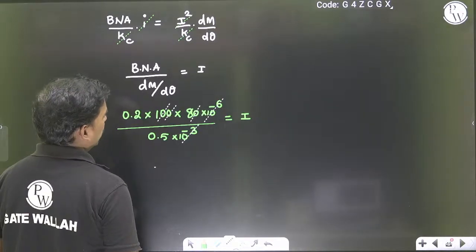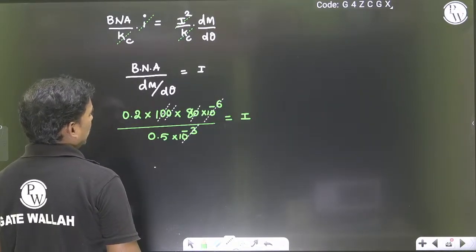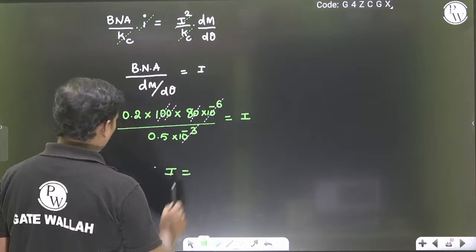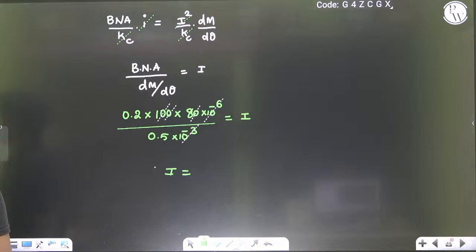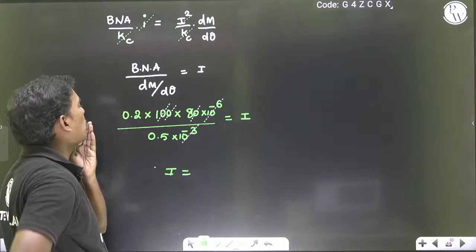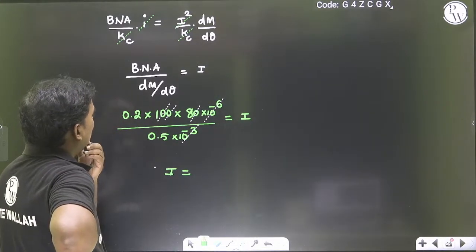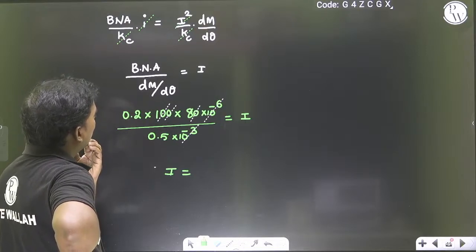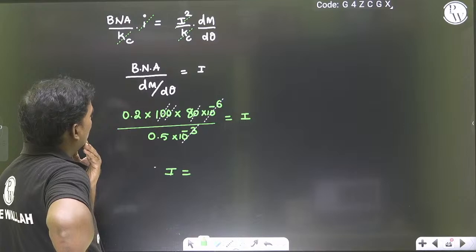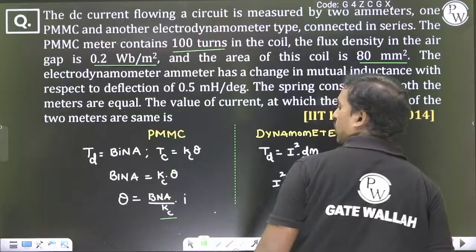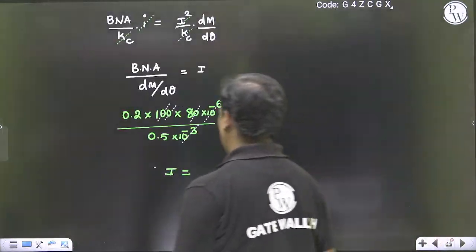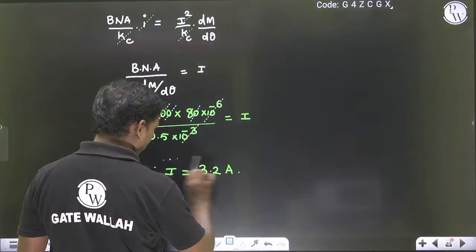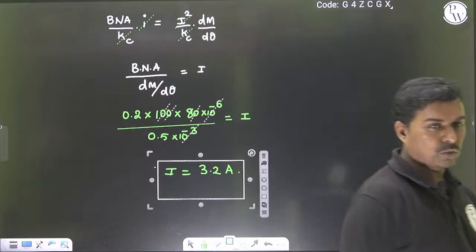So now how much are we going to get? Calculating I, this is 2 by 10, 16 by 10, 16 by 10, 3 point something. We are going to get 3.2, 16 by 5, 3.2 amperes. Okay, so these are the questions.